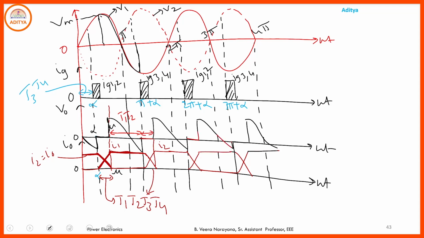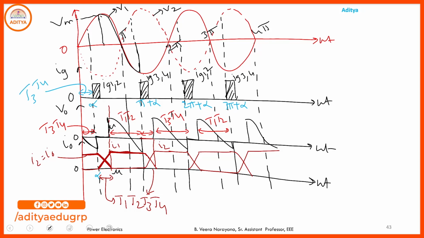In this portion where the output voltage is 0, T1, T2, T3, T4 are in the on state. And here also T3, T4, and here also T3, T4. Here T1, T2. This is the output voltage and output current. If there is no source inductance, then the output current from T3, T4 immediately transfers to T1, T2. Then you get the continuous current waveform like this, and you have the negative pulses, continuous negative pulses available.